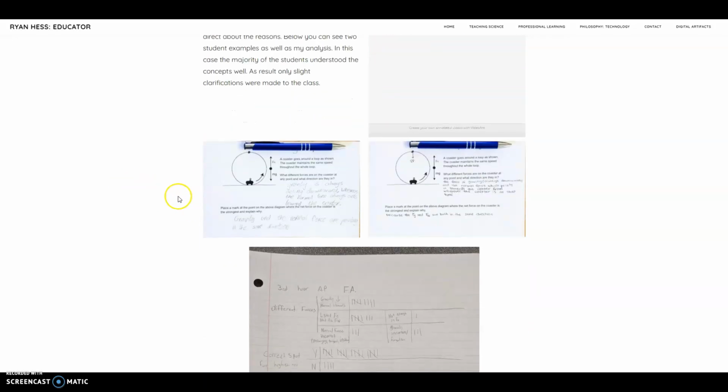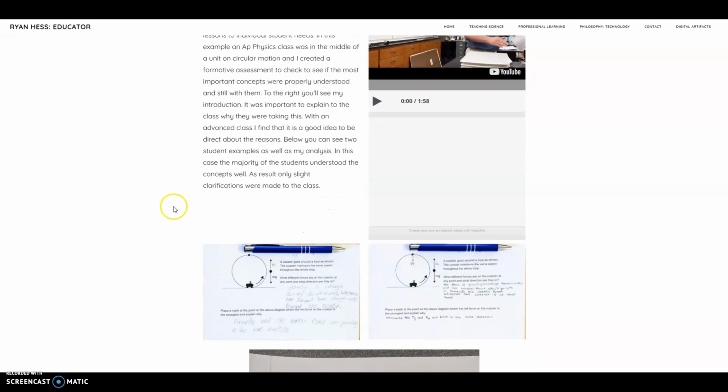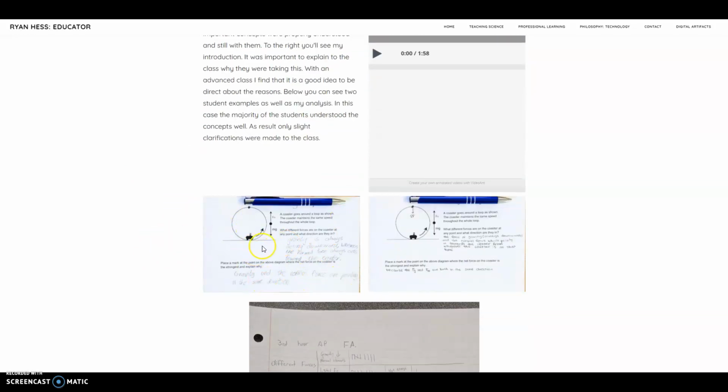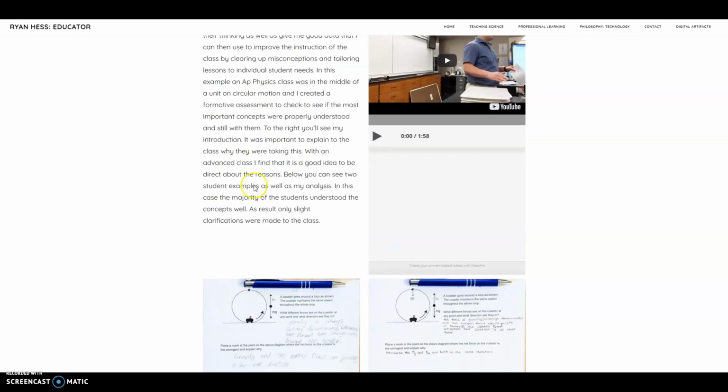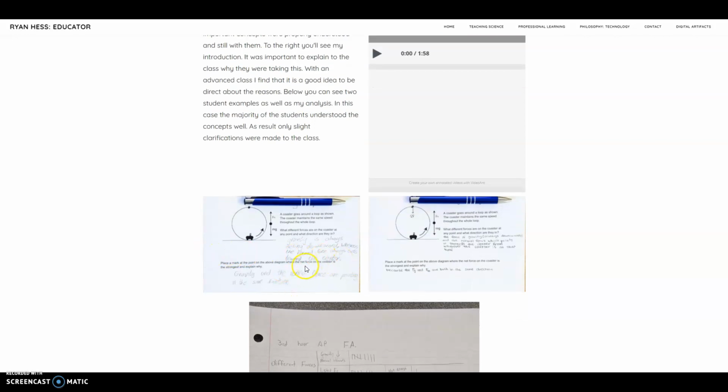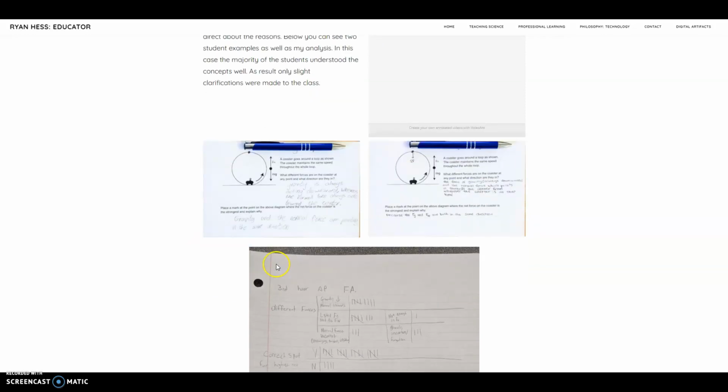For my example down here, I had created a formative assessment for an AP physics class where they were doing a lesson on circular motion. I really think it's important to have a formative assessment be short. I feel as though students, perhaps not in an AP class, but in some other classes, will have trouble once they get to the bottom of a long assessment at really displaying their thinking properly. So I think a few questions is really fine. If you need to get more across, you can do it a little longer.